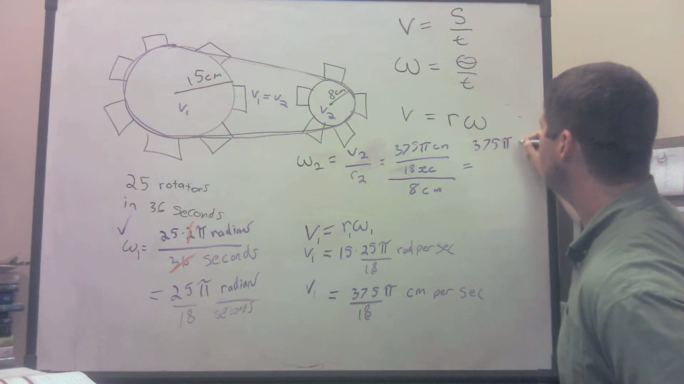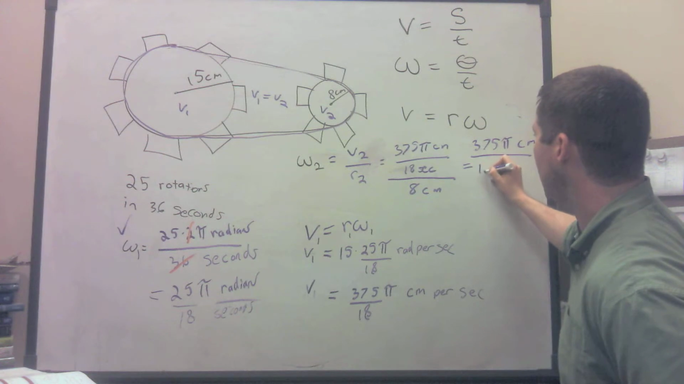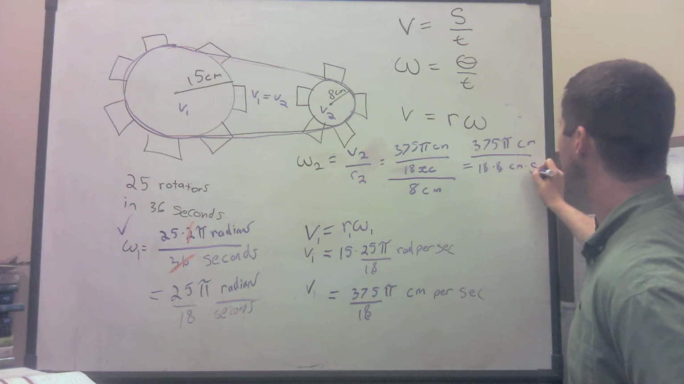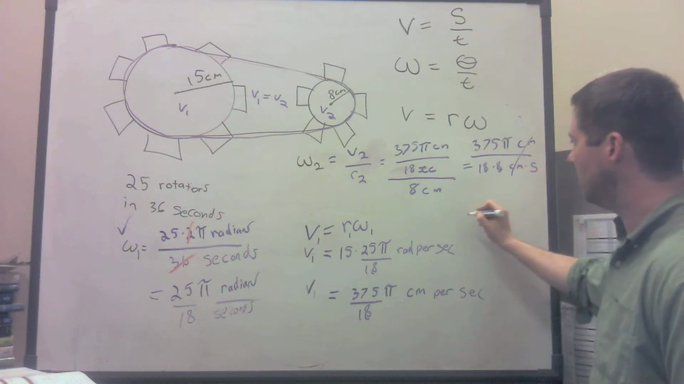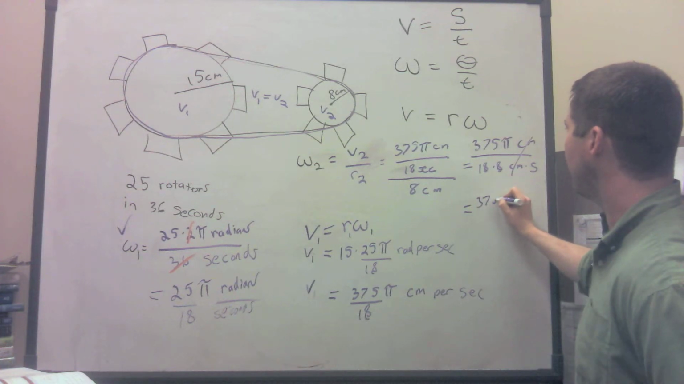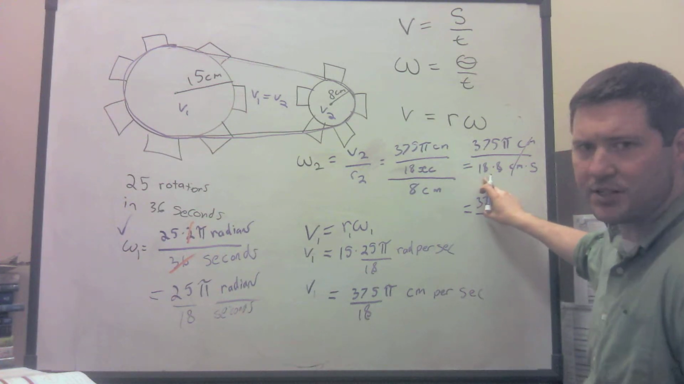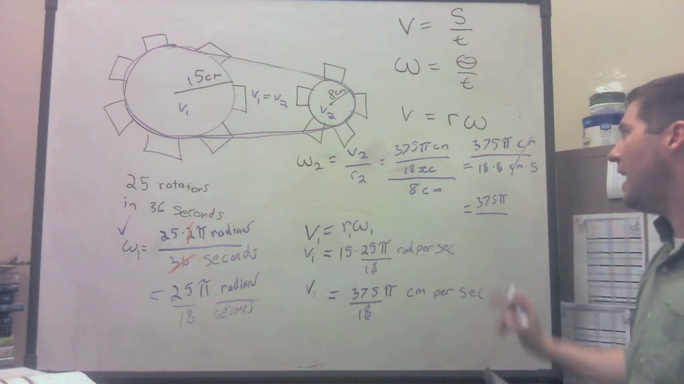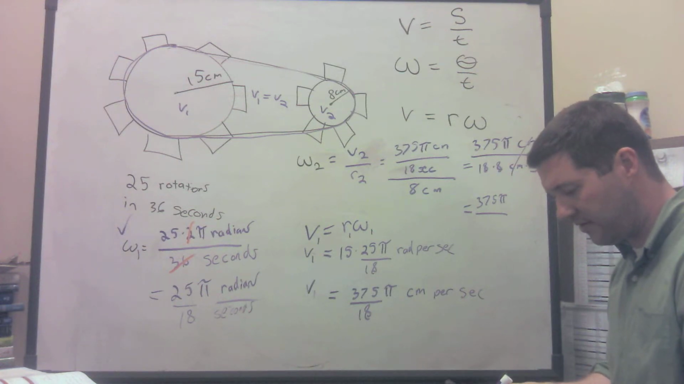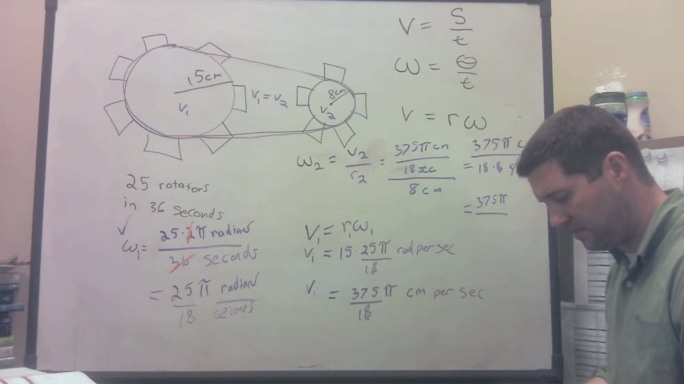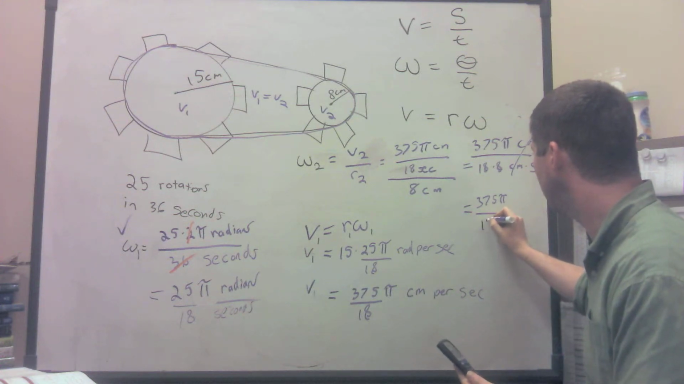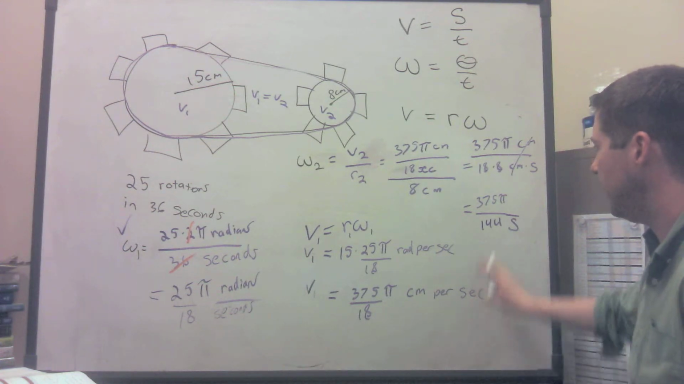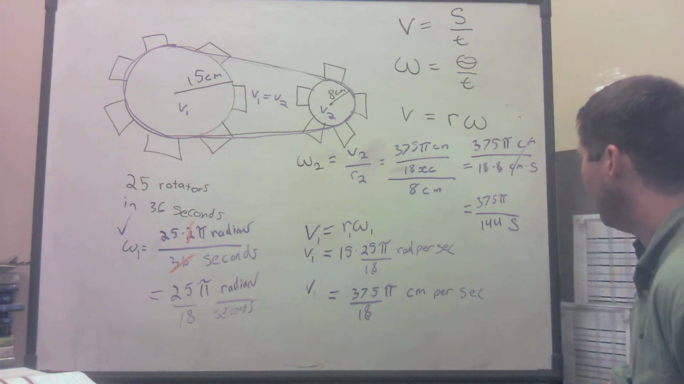This is 375 pi centimeters divided by 18 times 8 centimeters times seconds. Okay, and my centimeters cancel. And I've got 375 pi over, I'm not sure what 18 times 8 is, but I've got this handy calculator. 8 times 10 is 80, 8 times 8 is 64, 80 plus 64 is, I don't know, 144 seconds. So there is my second angular speed, 375 pi over 144 seconds.